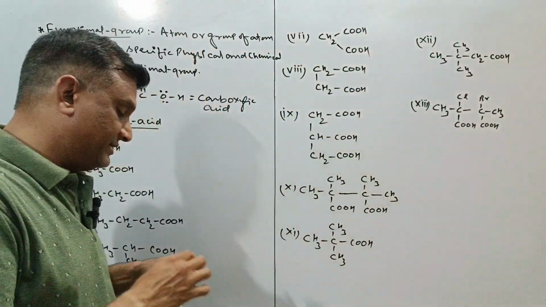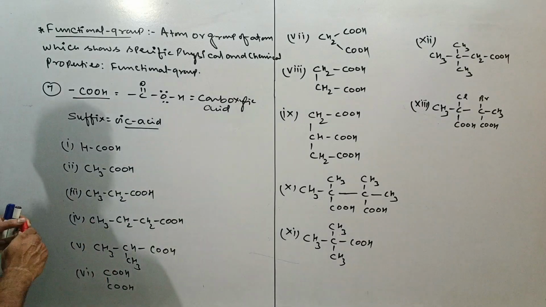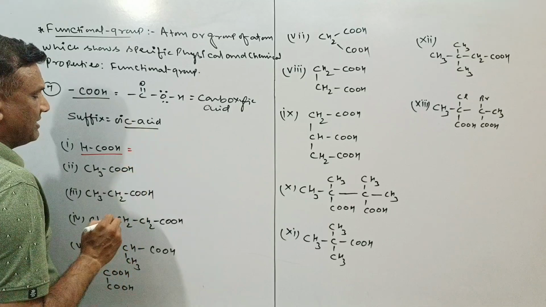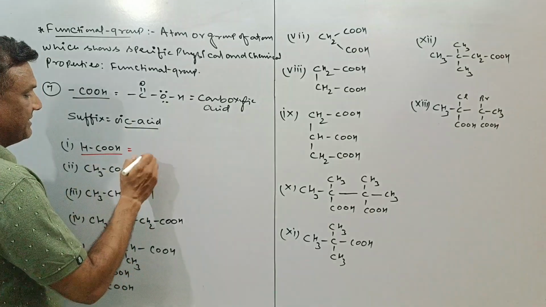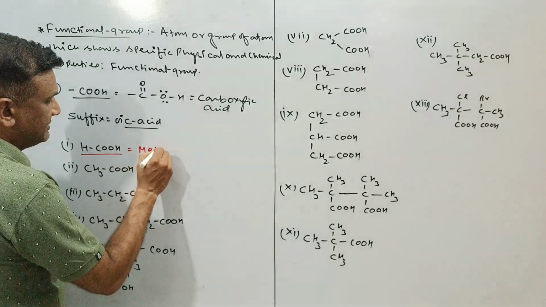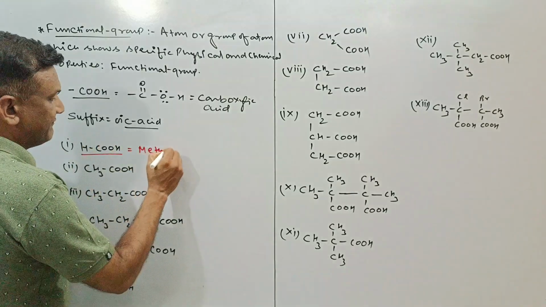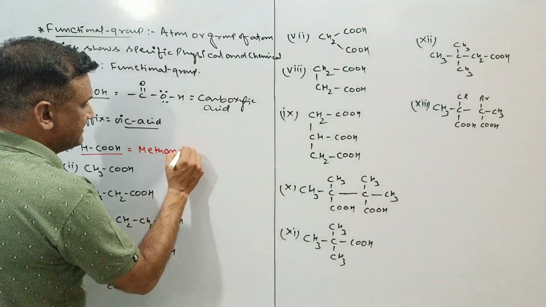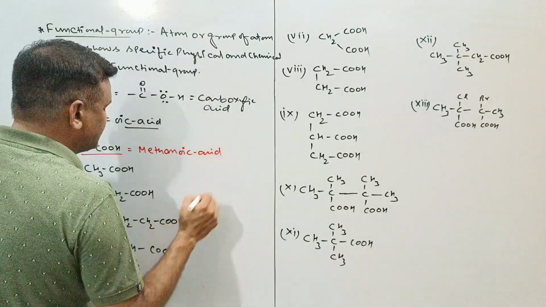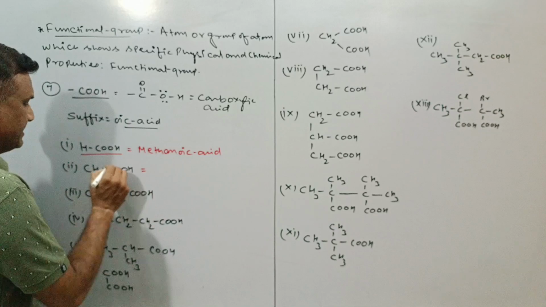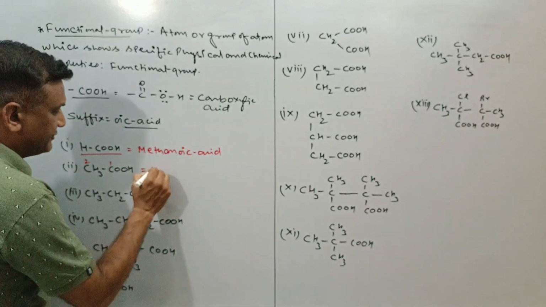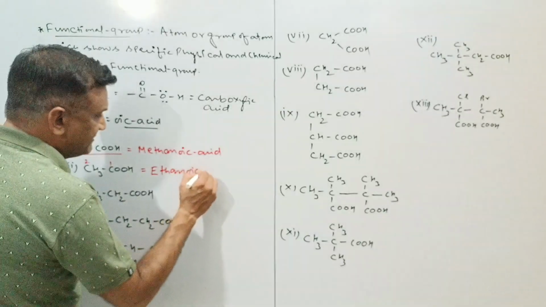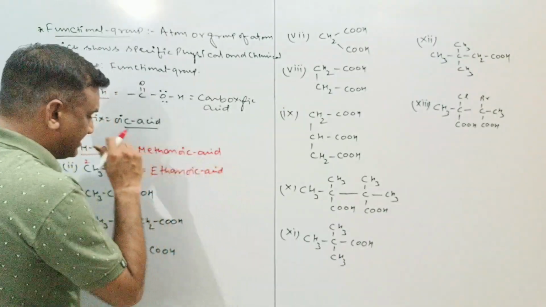Now I would like to go with the nomenclature. First of all, with this compound, the entire compound has one carbon atom. So for one carbon atom, it will use meth. Due to having a single bond, it will use the suffix an, and COOH is called oic acid. So it will be methanoic acid. For this, there are two carbon atoms, so you will call it eth, single bond an, and oic acid. This will be ethanoic acid.